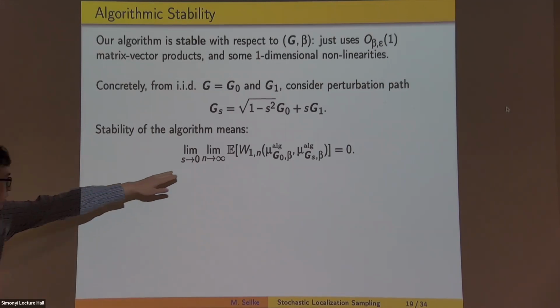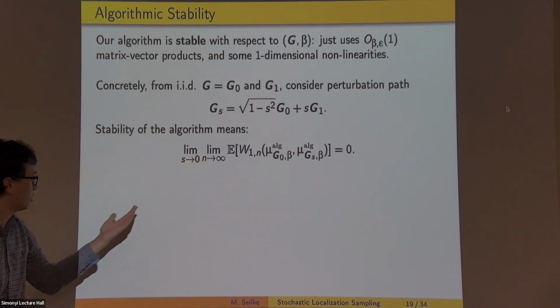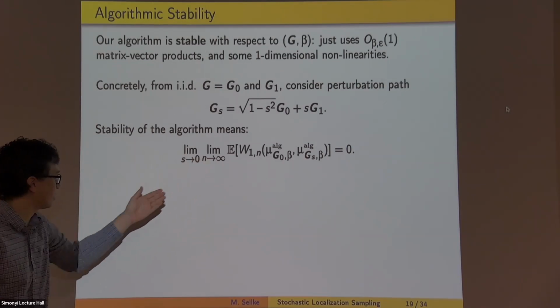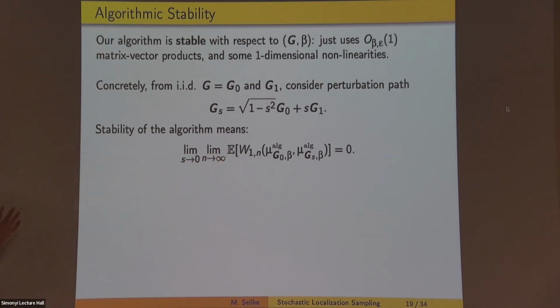Maybe just to say a bit about the limit. First off, if you switch the order of limits, then this says almost nothing. If you take n to infinity on the outside, then this just says you have some very weak form of continuity or maybe even measurability. But if we take s to 0 on the outside, this actually means something. It means that if I perturb my input by 1%, and then I take n very large, my algorithm should still behave similarly on these two matrices.